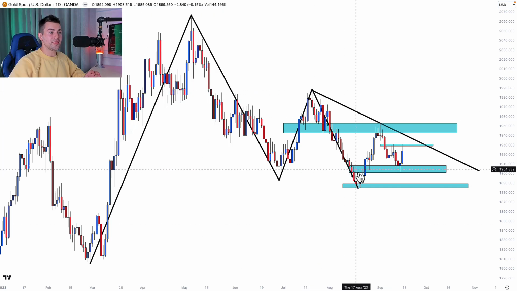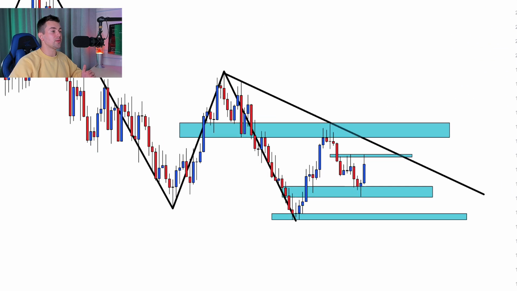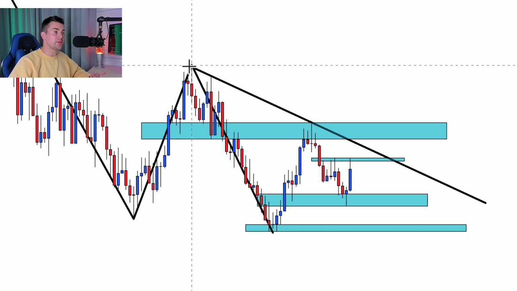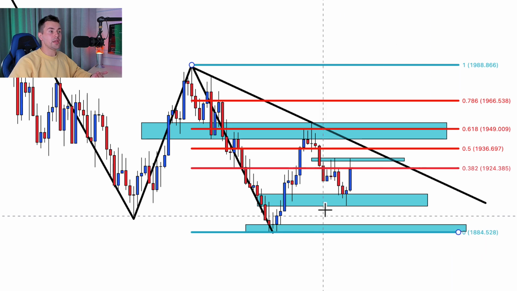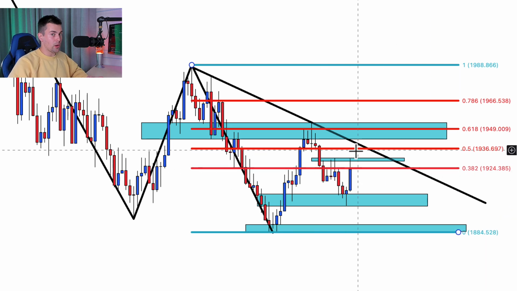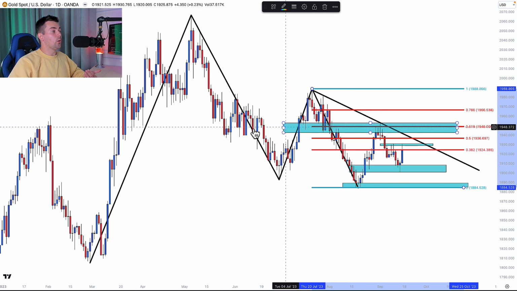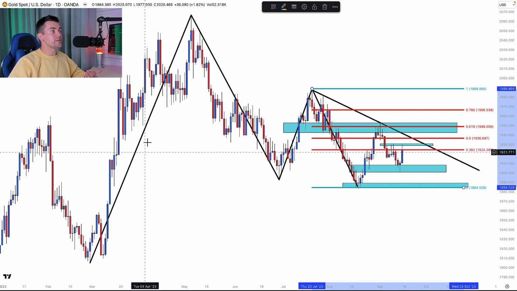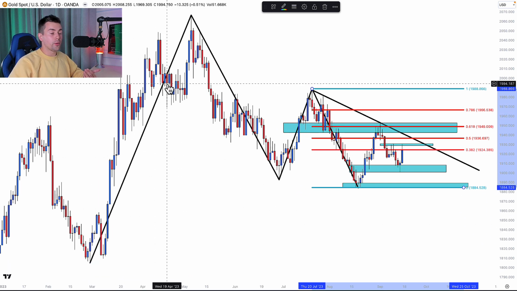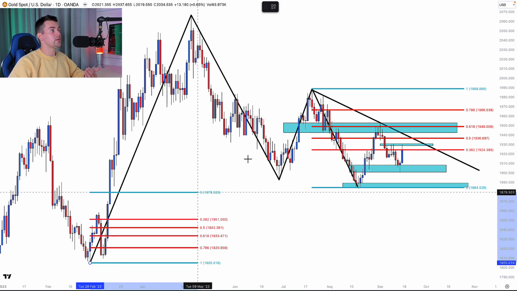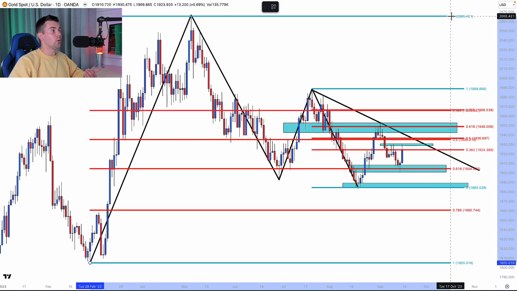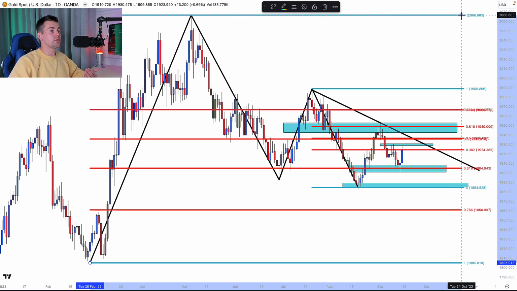We can take that bearish impulse, and based on that bearish impulse, we can draw the Fibonacci retracement levels from the high of the impulse to the lows of the impulse. We draw the Fibonacci levels. Then what we can also do, we can do the same thing with our global bullish impulse. From the low of the impulse to the high of the impulse, we can also draw the Fibonacci retracement levels.